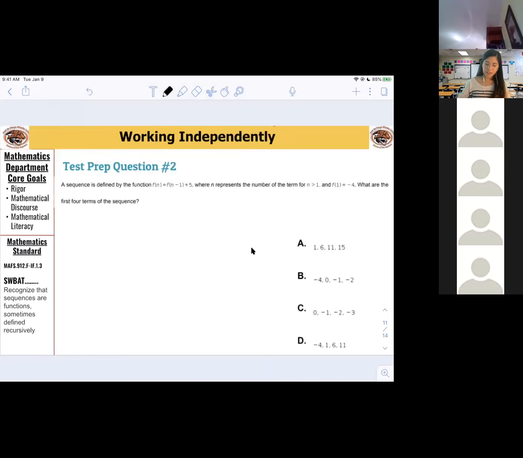Good. All right. So I'm looking for the first 4 terms. So what am I trying to find? F of what? The first 4 terms. So in other words, I'm looking for f of 1, 2, 3, and 4. Exactly.